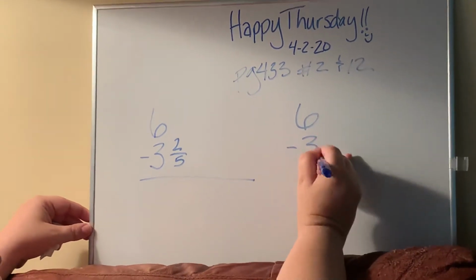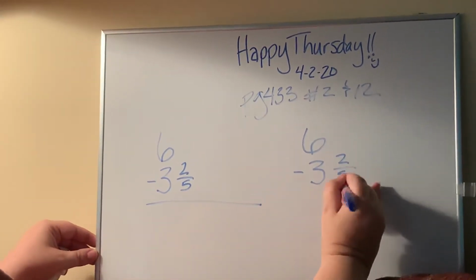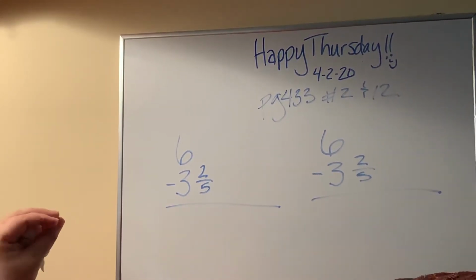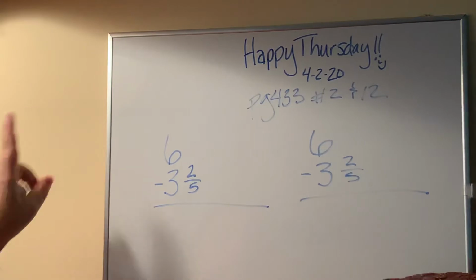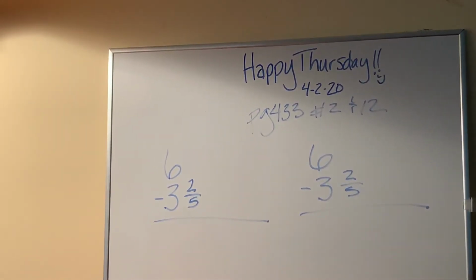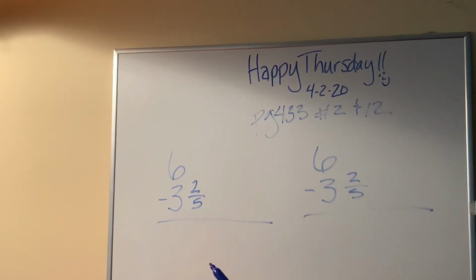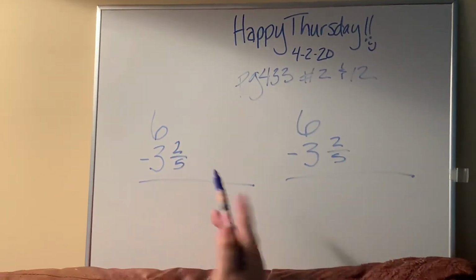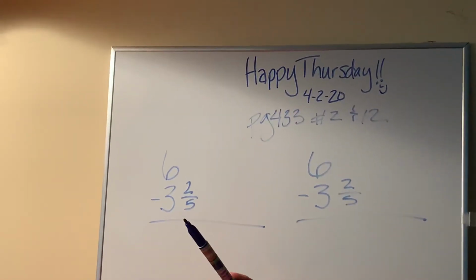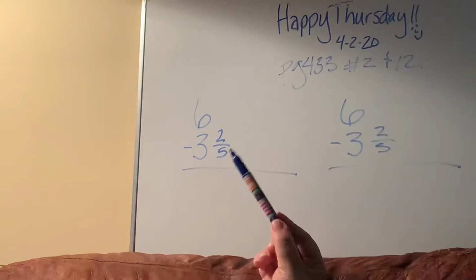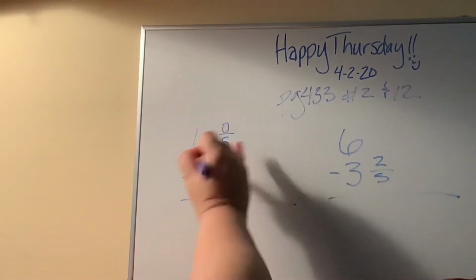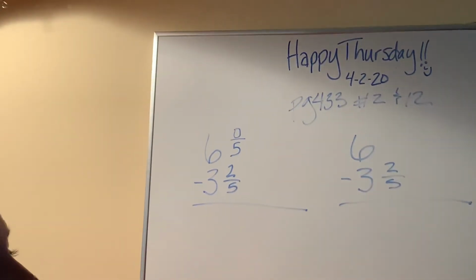6 minus 3 and 2/5, okay? Again, whichever way makes the most sense to you is the way that I want you to do it. The first way I'm going to do it is by changing them both to improper fractions. When you are changing a whole number to an improper fraction and it doesn't have a fraction to it, for subtraction purposes only, there is actually not a 0/5, but just pretend like you've got a 0/5 and do it the same way.